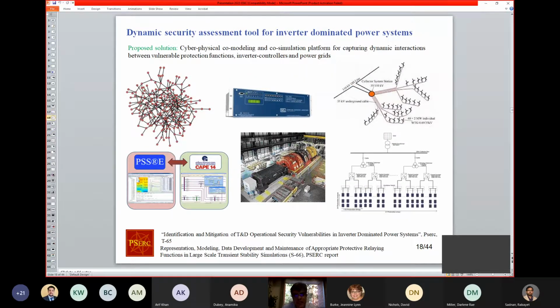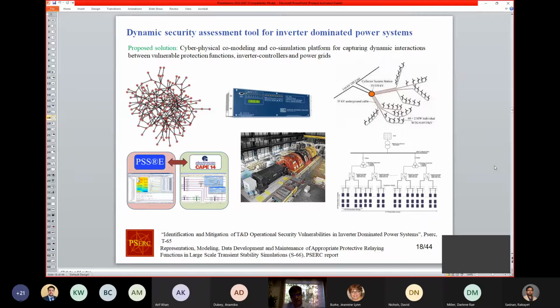Another very important aspect is developing a dynamic security assessment tool for inverter-dominated power grids. So that goes to modeling. What I discussed so far were basically controllers for real-time implementation. But another problem we should address is developing software and programs that we can use.